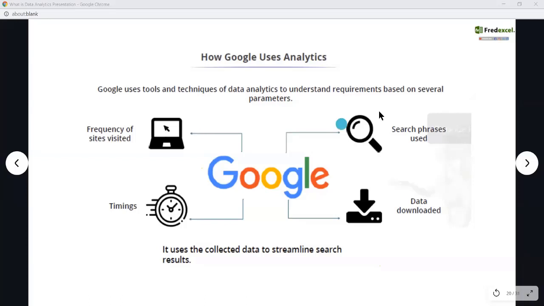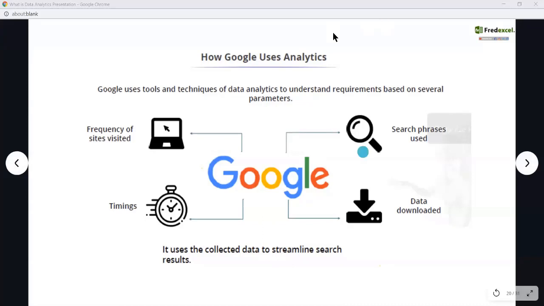Okay, so I'll proceed with how Google uses analytics. Google has something we call the Google tools. Google uses these tools and techniques of data analytics to understand requirements based on several parameters, as I was trying to explain. Some of them will be based on the frequency of sites visited. Here they are looking at the number of times you visit a particular site. They are looking at the timing. All those are parameters.